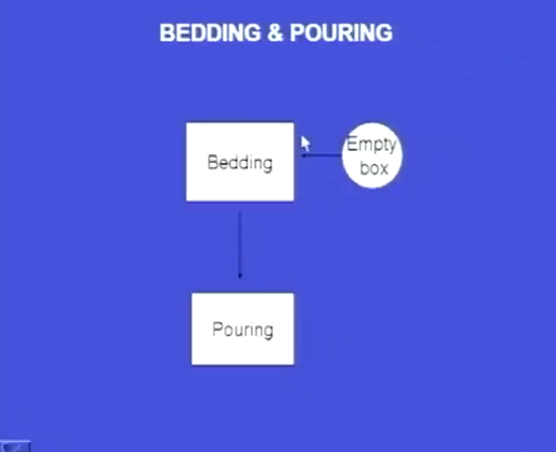Next one, bedding and pouring. So we have to place this mold, the shell, in a box where there is sand. Maybe sometimes we may pour more than one box or more than one shell. So all these shells we have to place in a molding box. So that is the bedding.